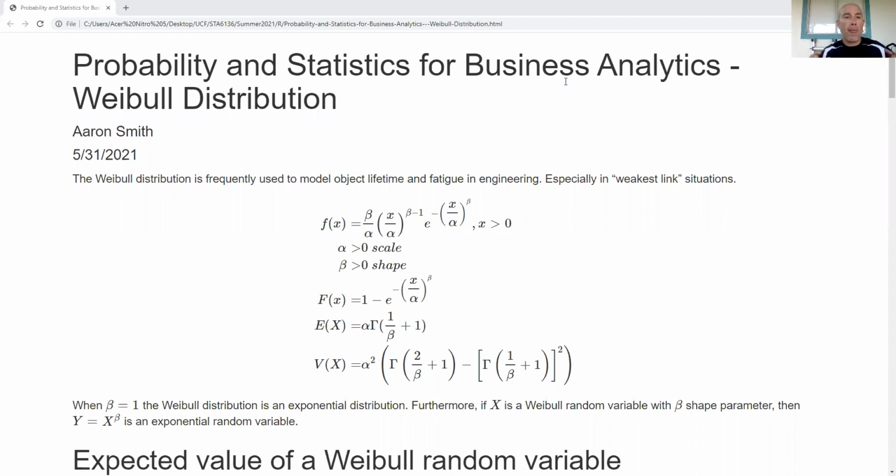All right, so this is used primarily when there are multiple ways for something to fail, and if one thing fails, the whole composite item fails. So think about your car. If your alternator fails, the car is done. If the fan belt fails, the car is done. The tires fail, the thing is done.